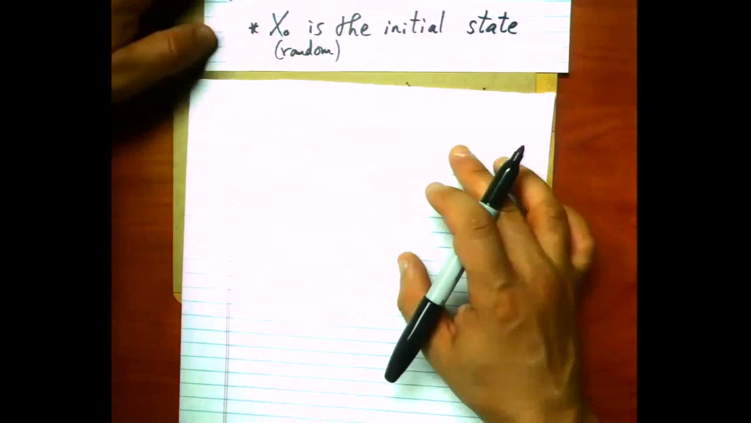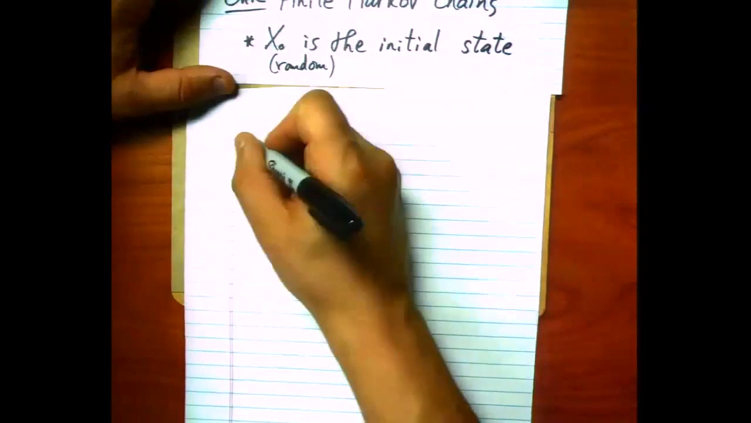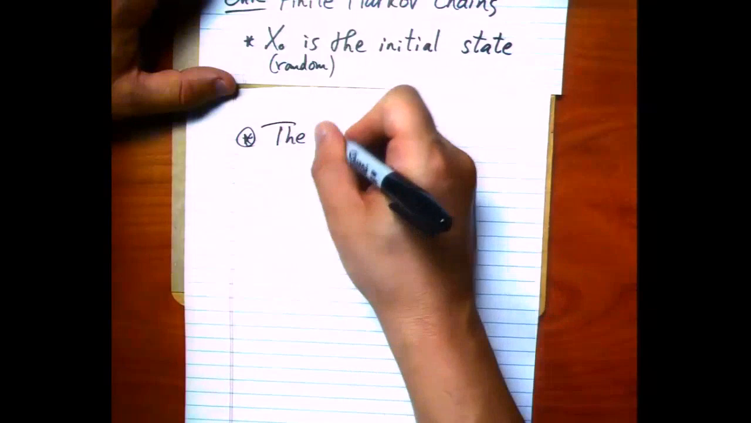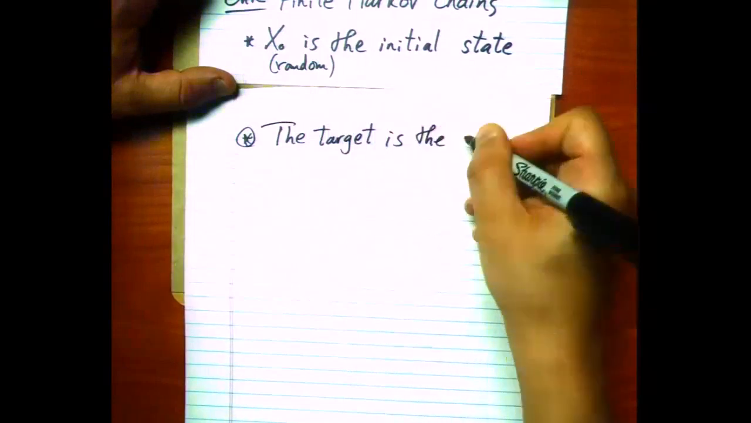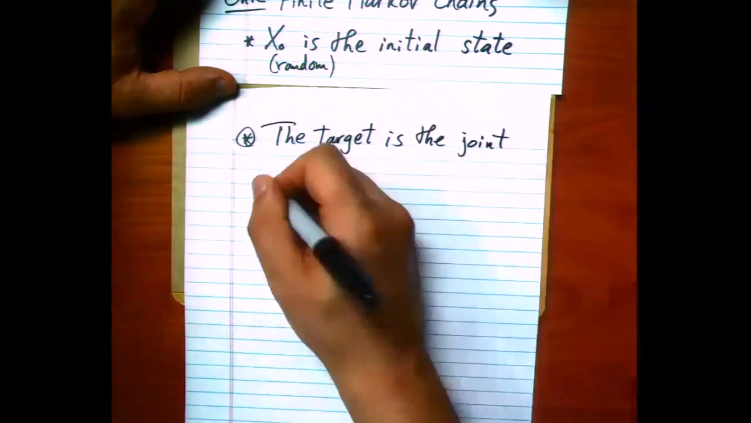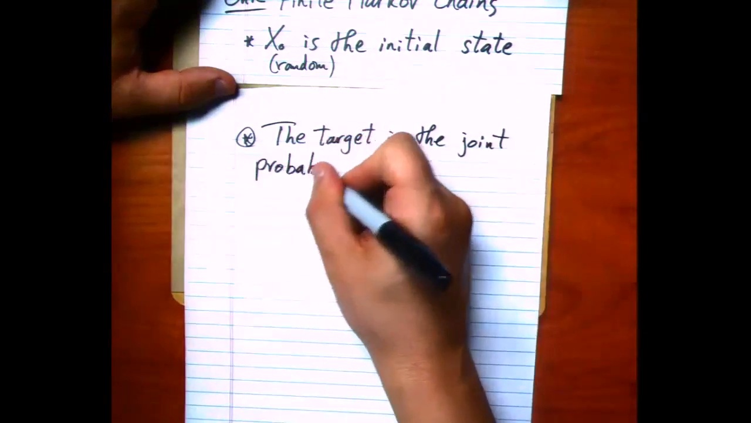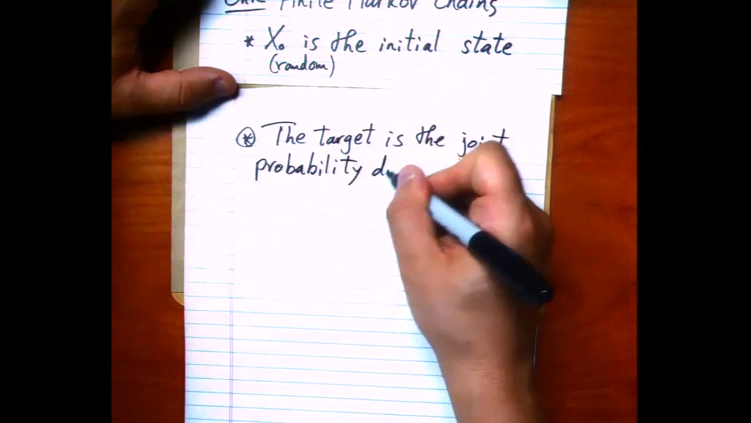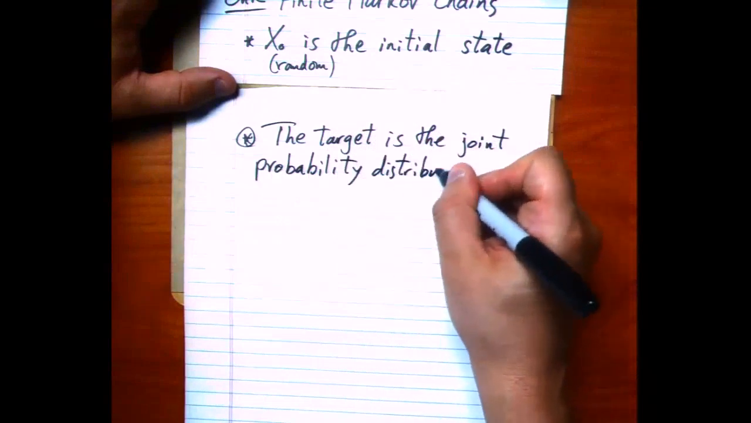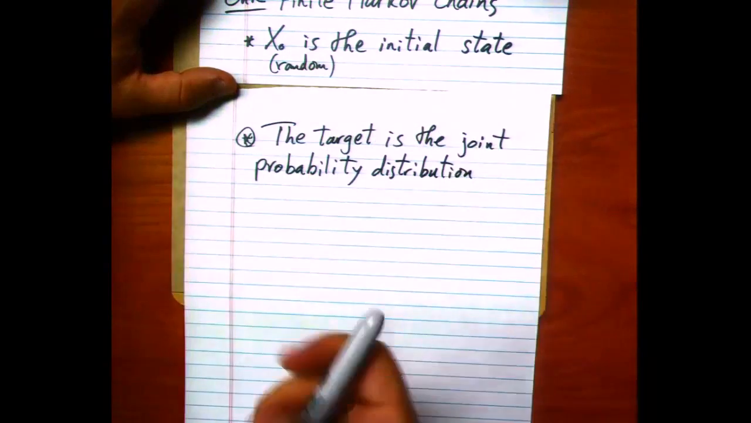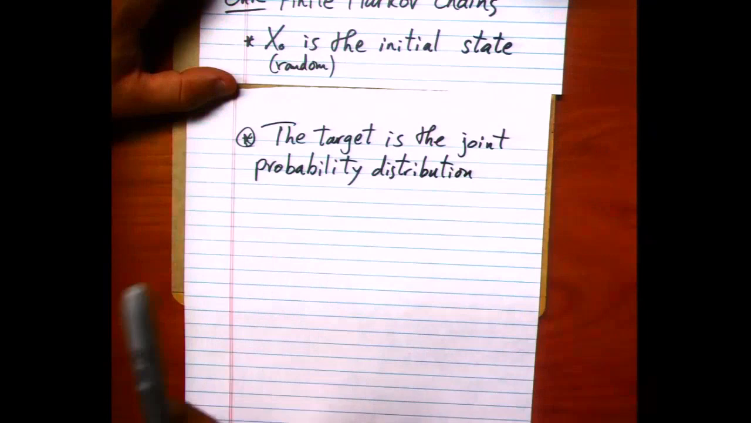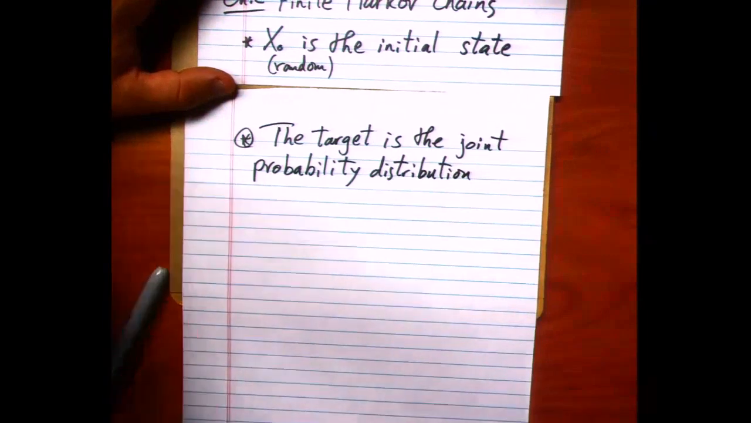The main target of all of this is the joint distribution. It's as simple as what we have learned in probability, multivariate, multiple random variables. It's just the joint probability distribution. That's our goal, to study the joint distribution.